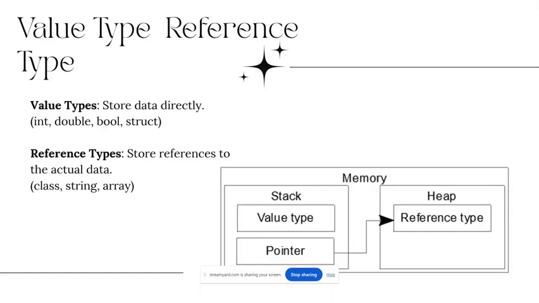Value types store data directly in memory, typically on the stack. Examples include int, double, and struct. On the other hand, reference types store references to the actual data, which is located on the heap. Examples include classes, string, and array.